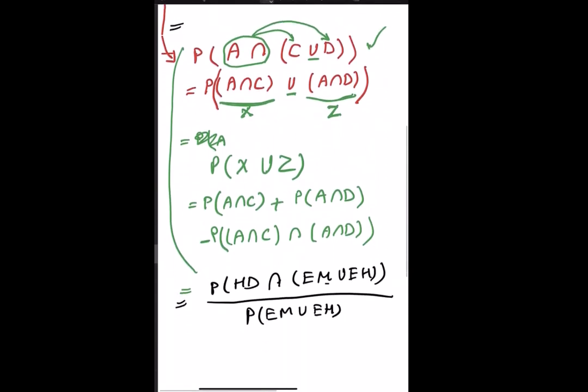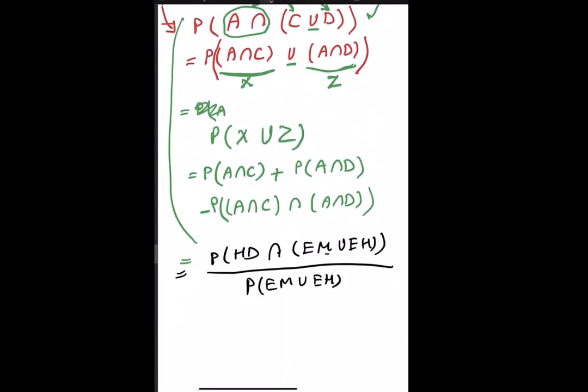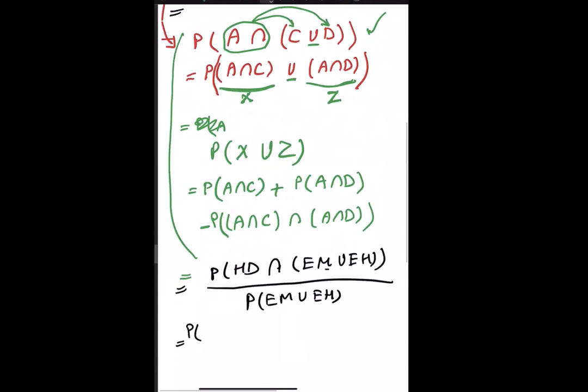Okay, now let's just rewrite the numerator based on the general rule that we just talked about. It's probability of HD and EM or HD and EH, right? This is just what we wrote here. This is just like this, no difference.